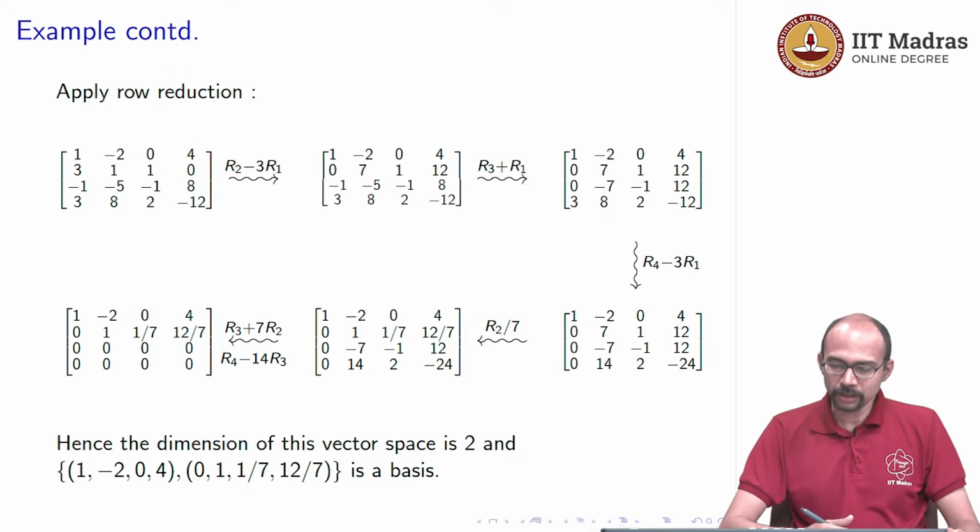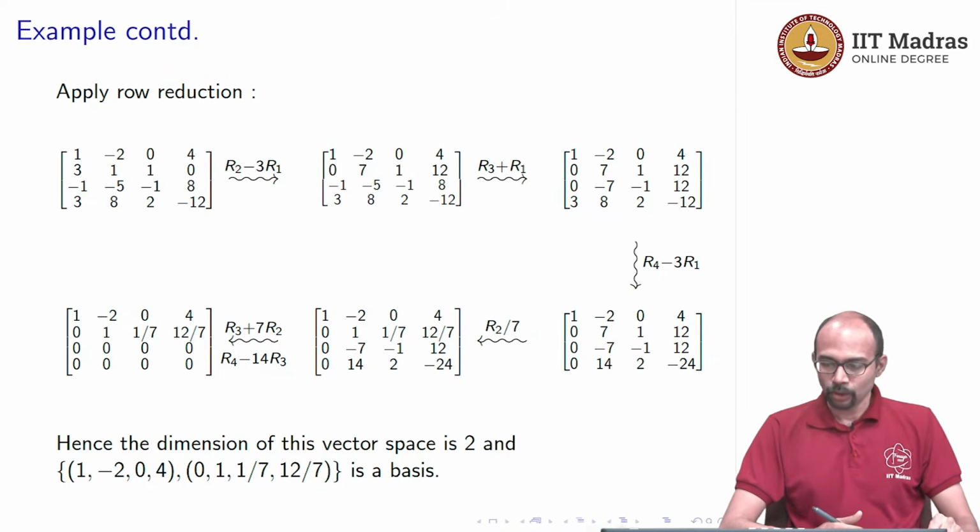And what is the basis? The basis consists of the vectors corresponding to the non-zero rows. So, the basis is 1 minus 2 0 4 and 0 1 1 7th 12 7th. You could of course, if you prefer not having fractional entries, multiply this second vector by 7, and instead of this basis you could write the same first vector, and the second vector as 0 7 1 12, but again that is up to you.